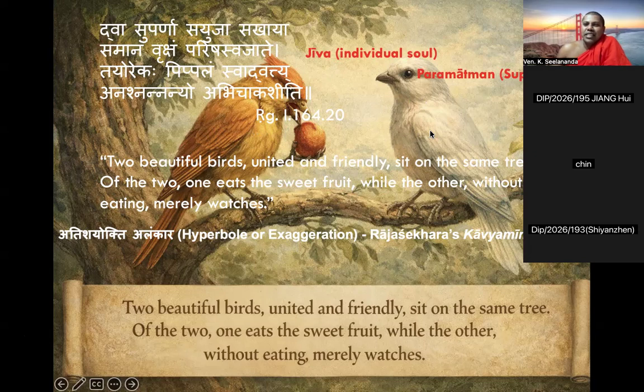The white bird is Paramatman, the Supreme Self. The tree is the body, the world of samsara. The fruit is pleasure and pain, the results of action.